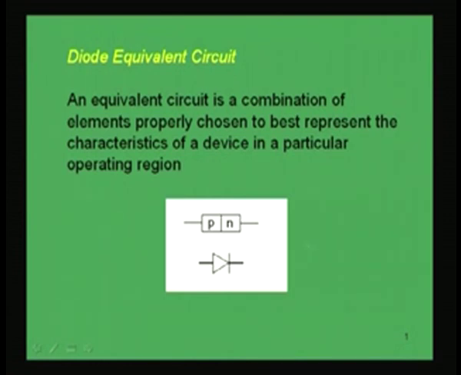Now, we have to form an equivalent circuit by a combination of electrical elements, but these components must be properly chosen in order to represent the characteristic which is shown by the diode, and that should also be in the operating region where we are going to apply the diode. So, how do we form the equivalent circuit model for a diode?